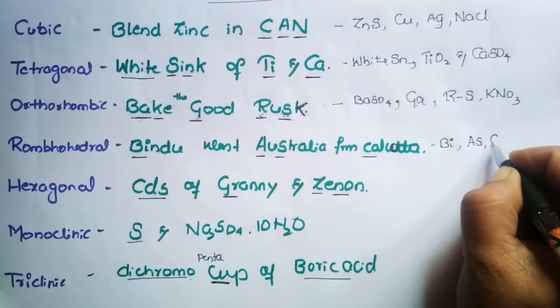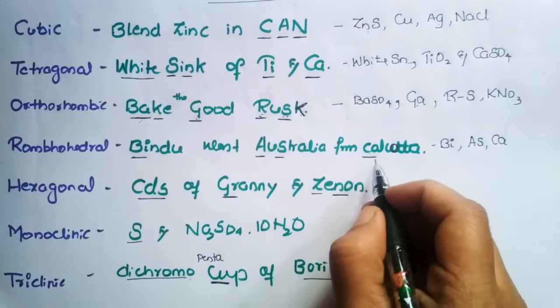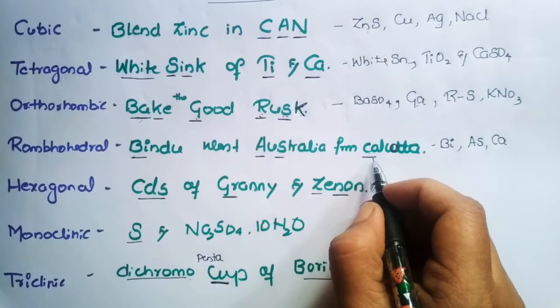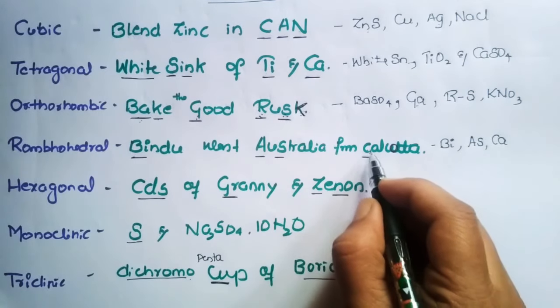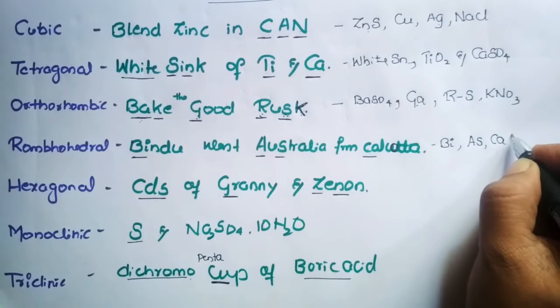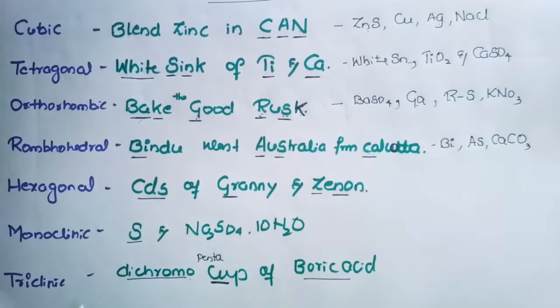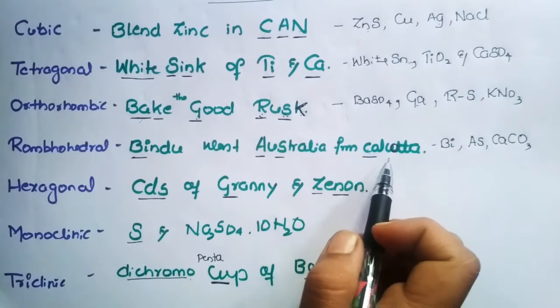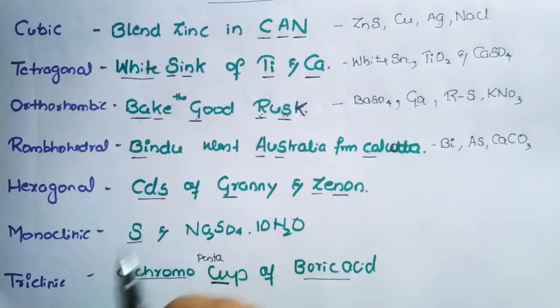Ca, that is calcium. But here it is actually not calcium, it should be calcium carbonate, so that's why Calco, that is CaLC. Instead of taking A, I have written here O. Calco, that is calcium carbonate. Bindu went Australia from Calcutta. That is how you have to remember.